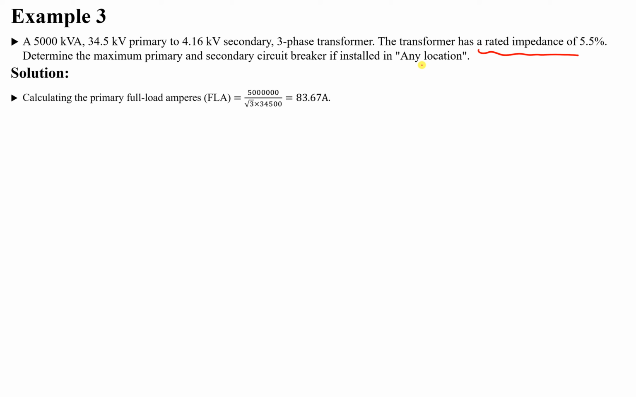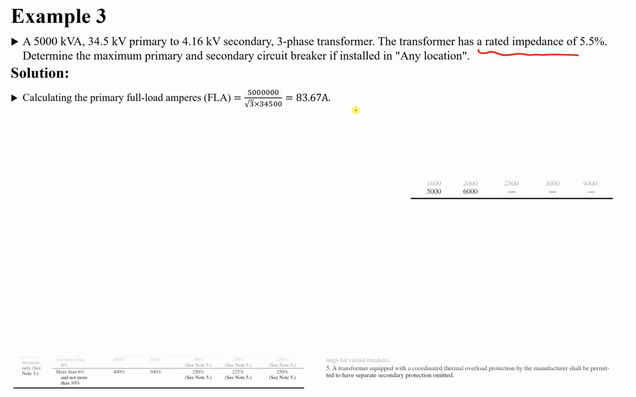So first, let's find the primary full load ampere. Again, the rated apparent power divided by root 3 multiplied by the line to line voltage. 34.5 kilovolts and 5000 kilovolt amperes. This will give us 83.67 amperes. So let's look at the table for greater than 1000.